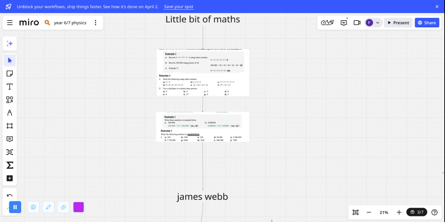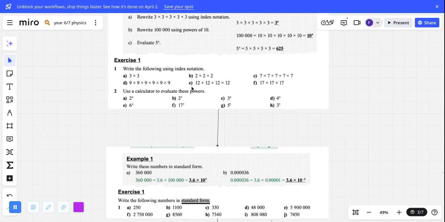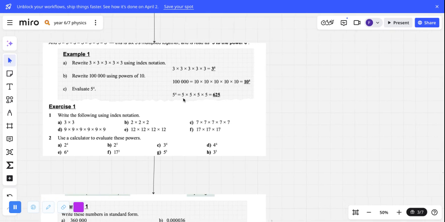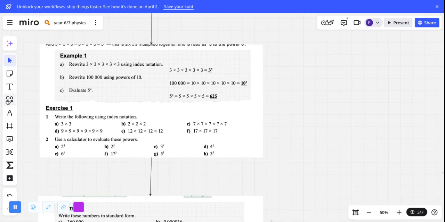So, if we look at powers, and I don't know if you've done powers, but I'm going to explain it to you anyway. I'm going to explain it to you right from the start, what are powers and how we use them. You're going to do a couple of exercises, and then we're going to have a look at how that relates to chemistry and how that relates to physics. Okay, so first of all, powers.